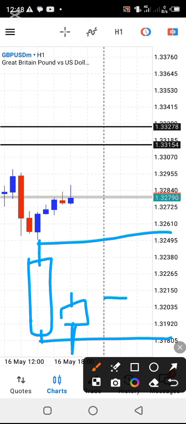Then finally you have a third candle that pushes to take the liquidity of the high. So when you're dealing with a buy setup, you are looking to actually take your buy trades below the open of the third candle.